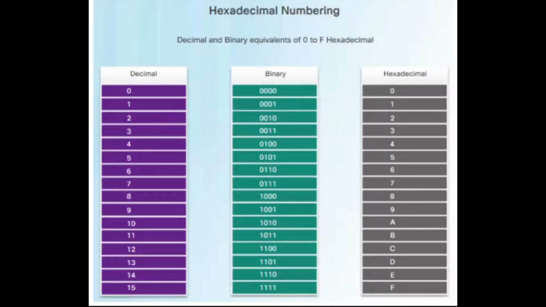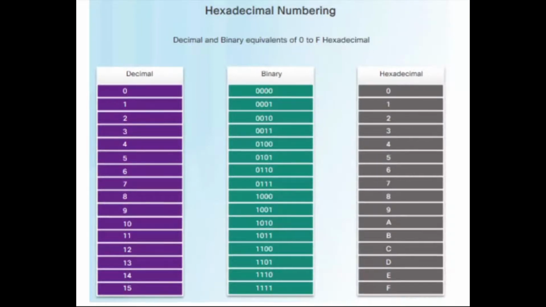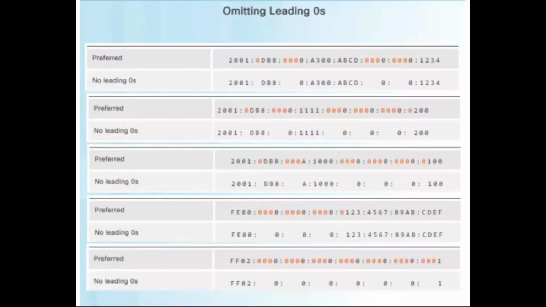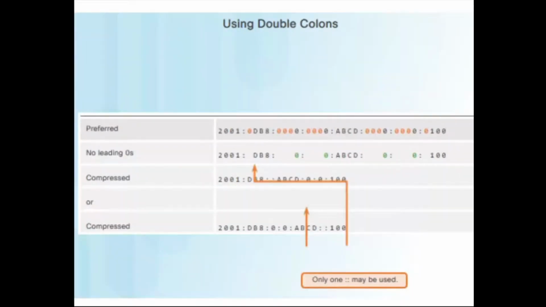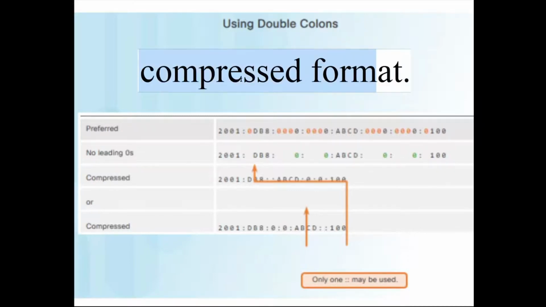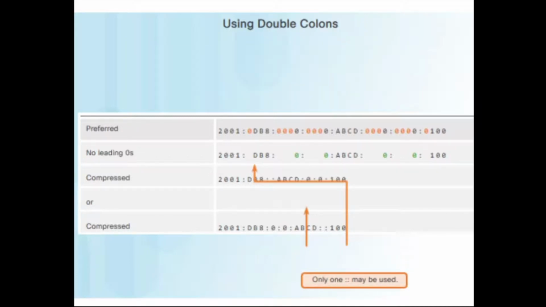The ideal method is to omit leading zeros and use a double colon to replace any single contiguous string of one or more 16-bit segments, or hextets, consisting of all zeros, where the double colon can only be used once within an address. Otherwise, there would be more than one possible resulting address. This is commonly known as compressed format.